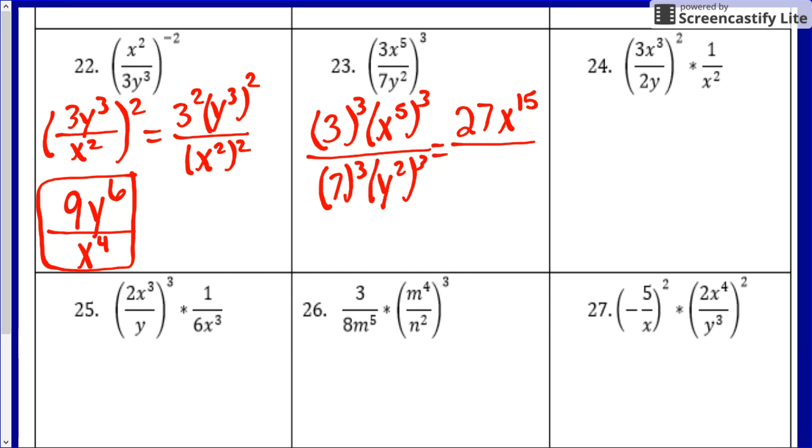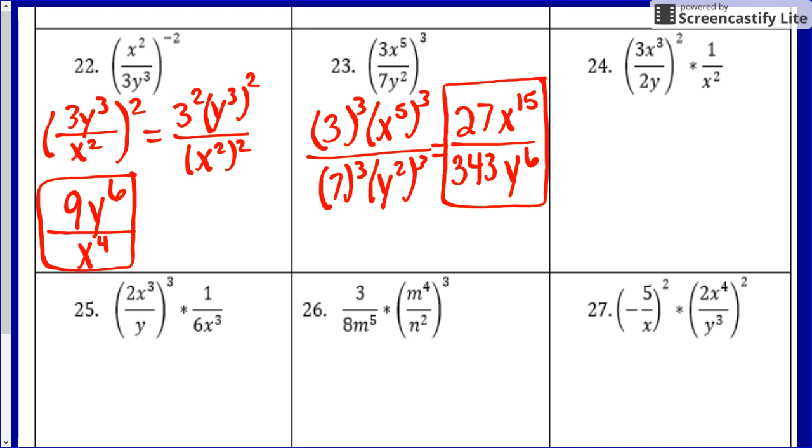I don't know that off the top of my head, so I actually had to use a calculator. And I got 343. And then y squared raised to the 3rd power would be y to the 2 times 3, which is 6. And I'll leave my answer there. Number 24, this is one of those tricky problems again where we've got 2 parts.